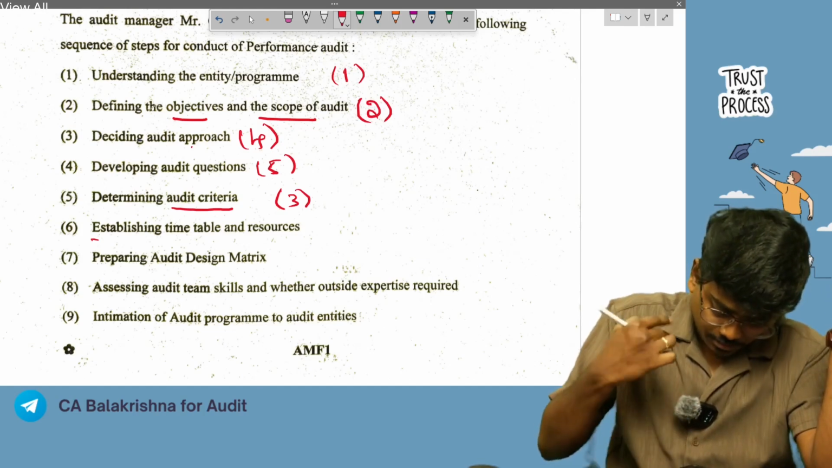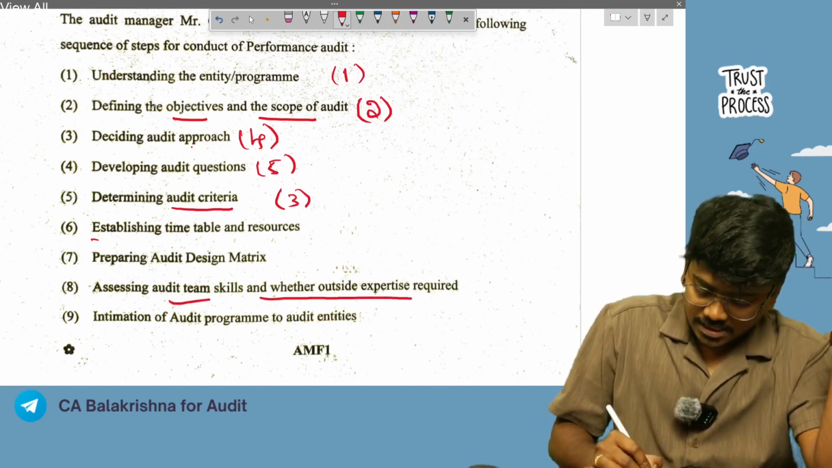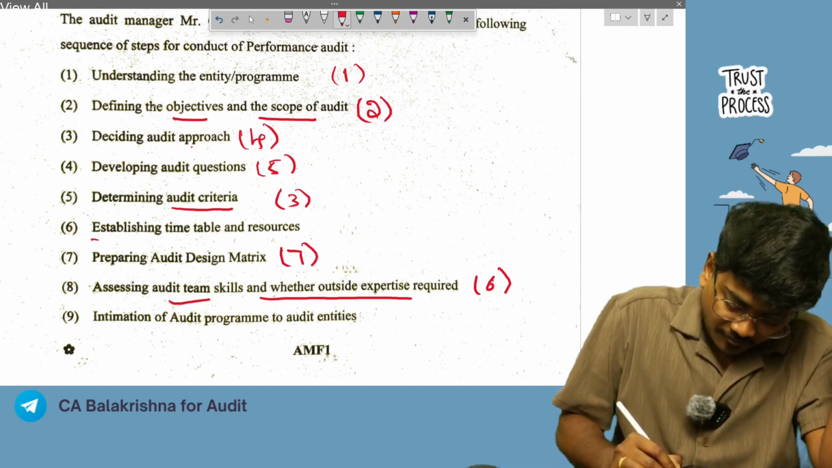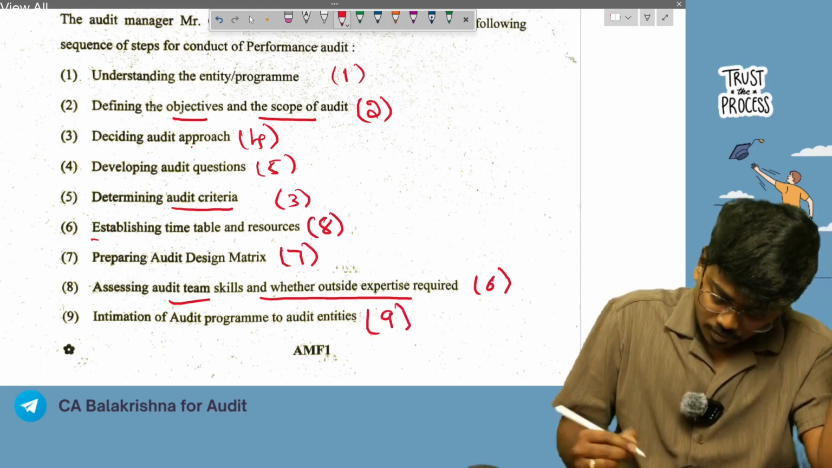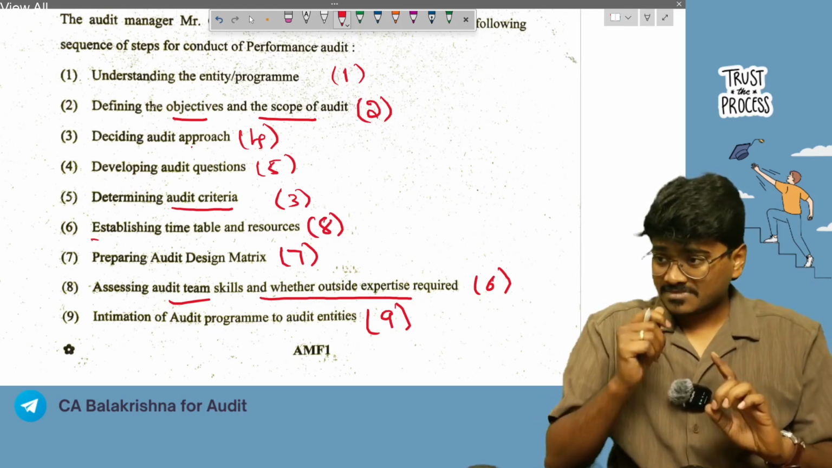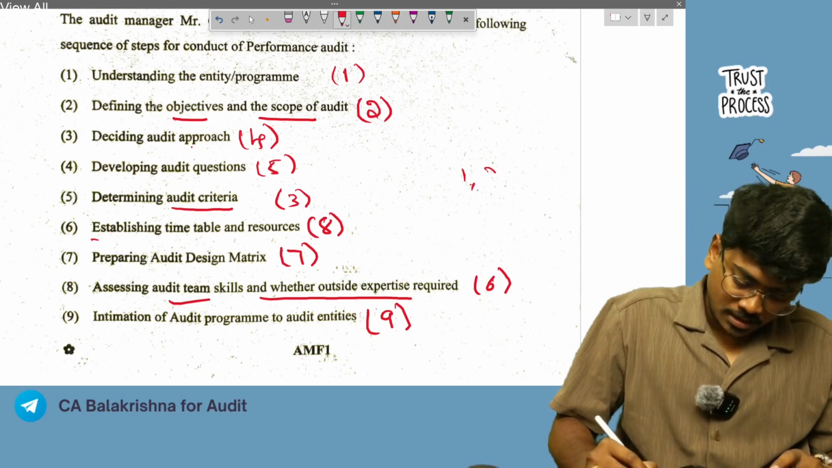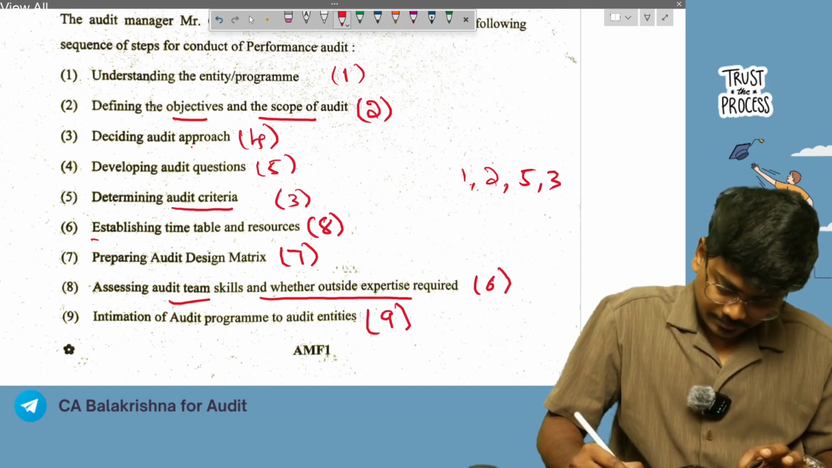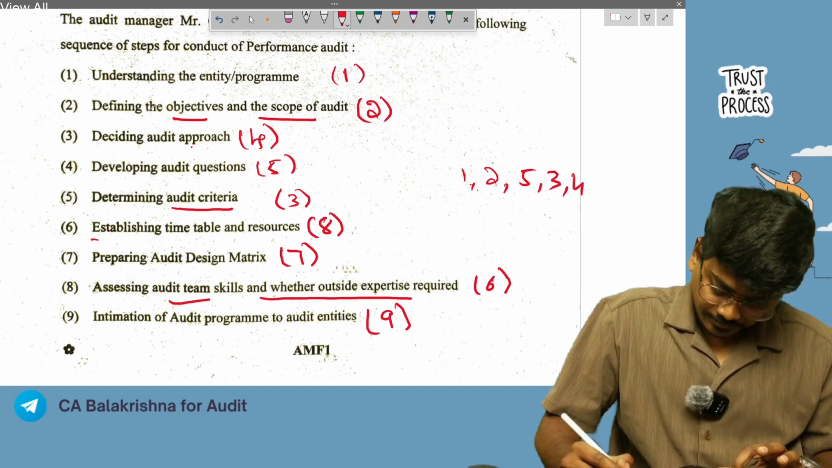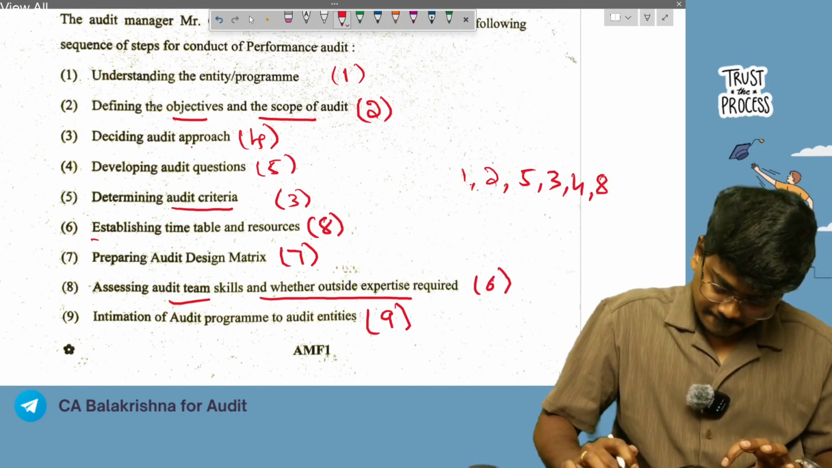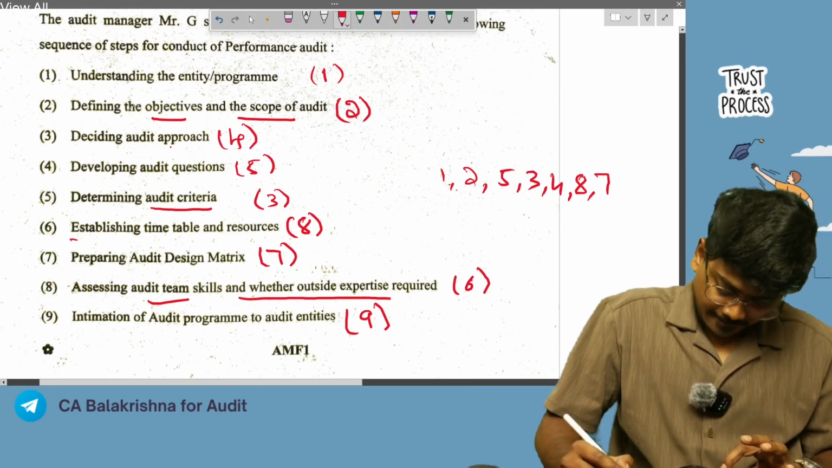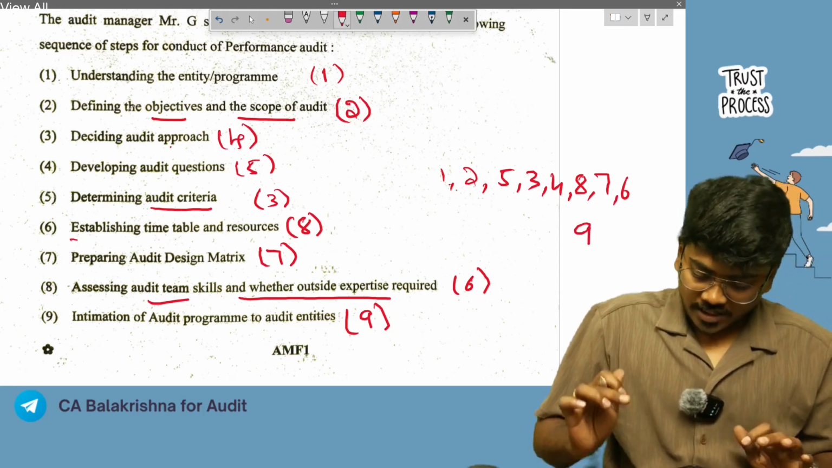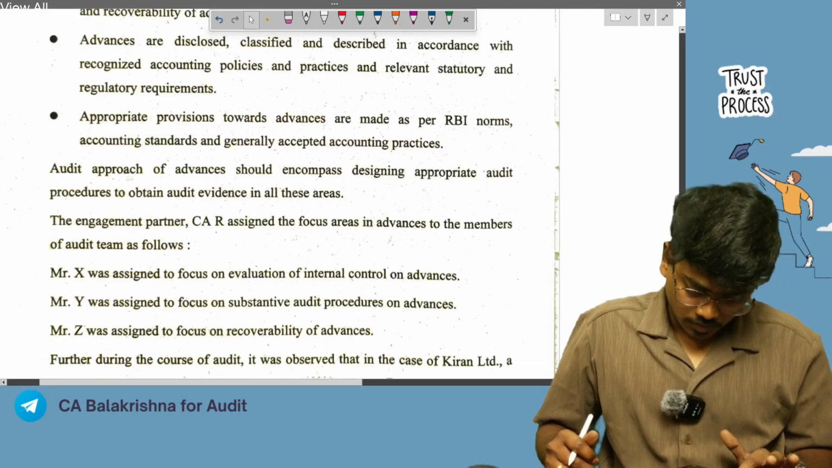Audit design matrix comes before the last two steps. Assessing audit team skills and whether an outside expert is required, this is the sixth step you will perform. After this, you will prepare the audit design matrix. After that, you will establish a timetable. After that, you will intimate the program to the entities. So this is the procedure. So 1, 2, 5, 3, 4, 8, 7, 6, 9.